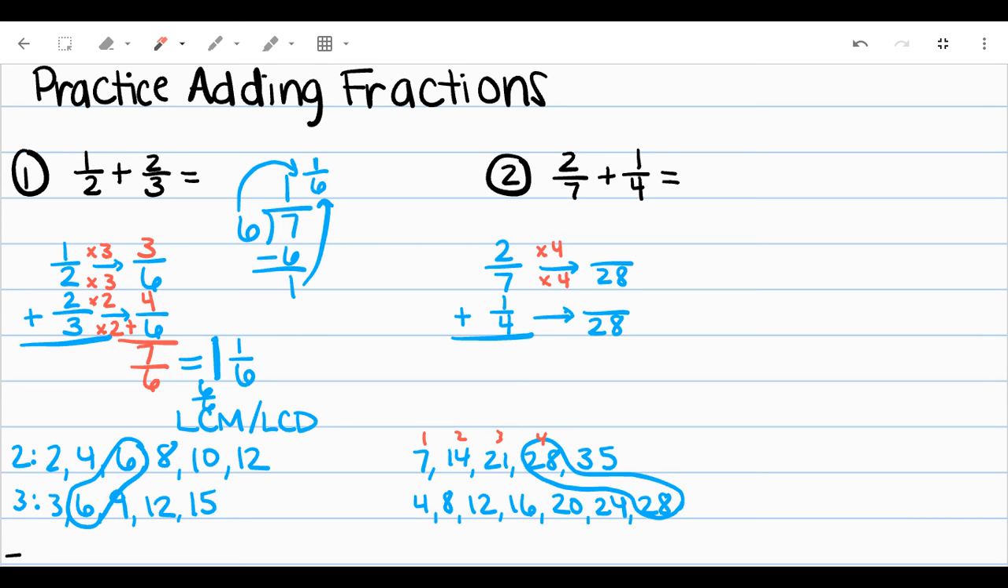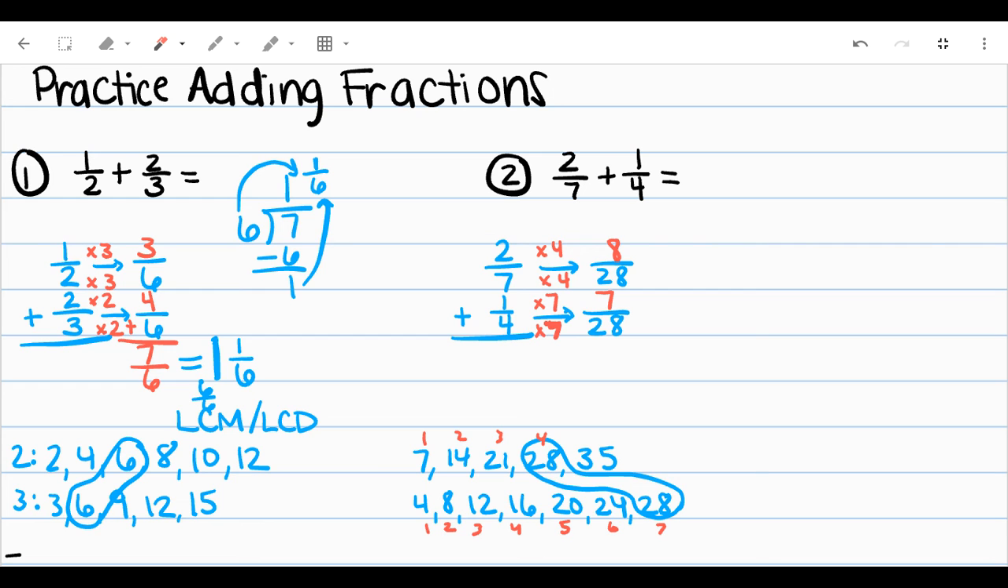So 2 times 4 equals 8. So my new fraction is 2/7 is equal to 8/28. Now I have to change 1/4 into 28. And if I look at my list of multiples for my 4, I had 1, 2, 3, 4, 5, 6, 7. That means I multiplied by 7. And whatever I do to my denominator, I have to do to my numerator. So 1 times 7 is 7.